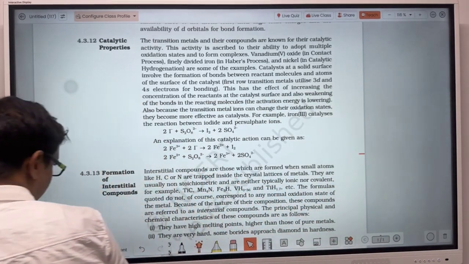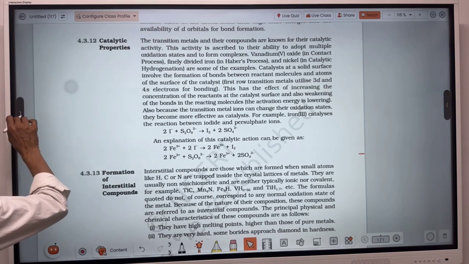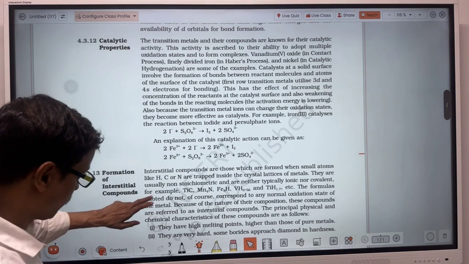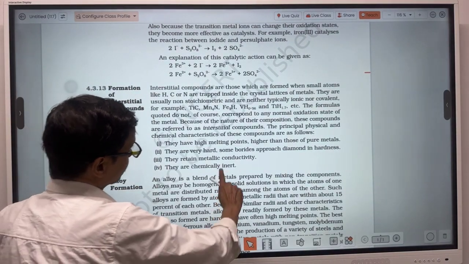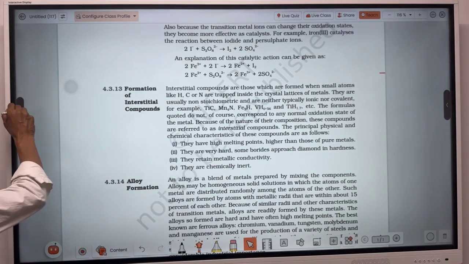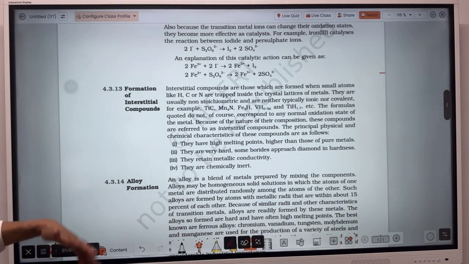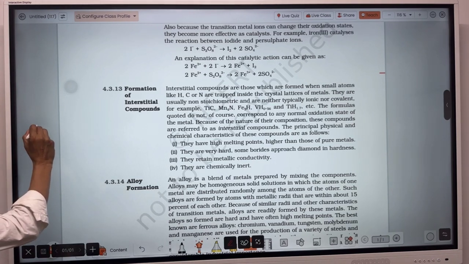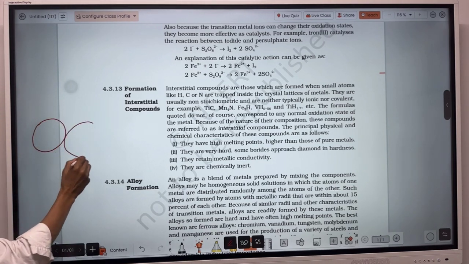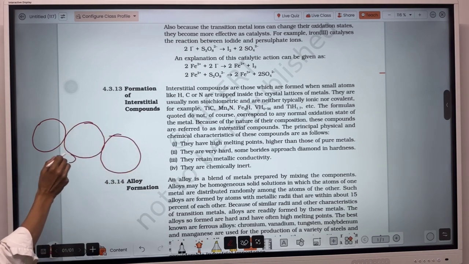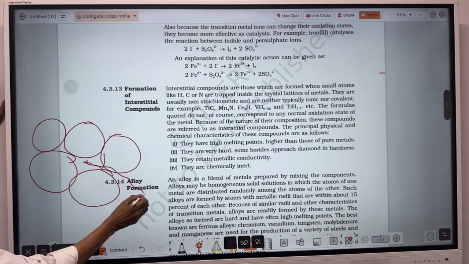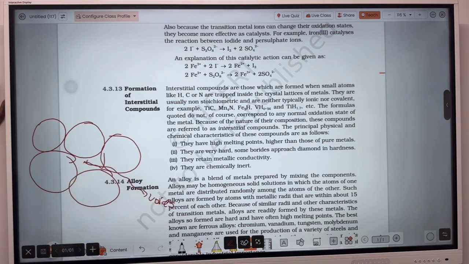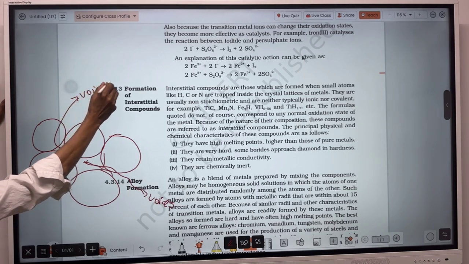Next one is formation of interstitial compounds. This topic is important for you for the 12th board examination as well as for the NEET examination. What actually are interstitial compounds? Suppose you have taken any transition metal, like scandium here. In scandium, the cations will be arranged like this. This empty space is called voids. This vacant space is called voids. This one also is a void.